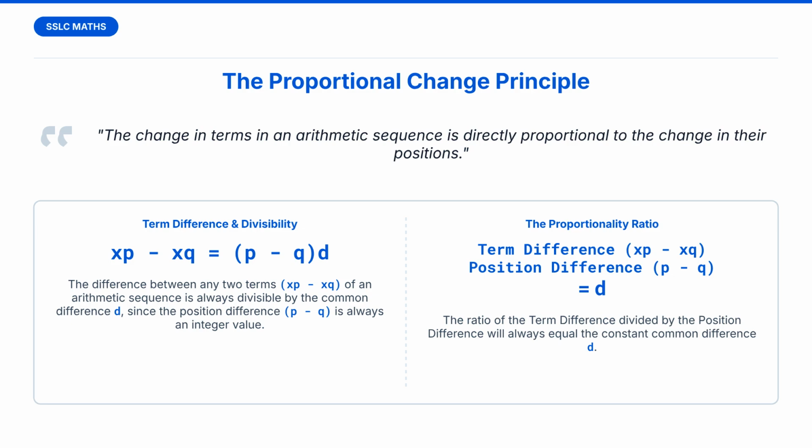Remember the proportional change principle. The change in terms is directly proportional to the change in their positions. The ratio of the term difference to the position difference is always the constant common difference d.